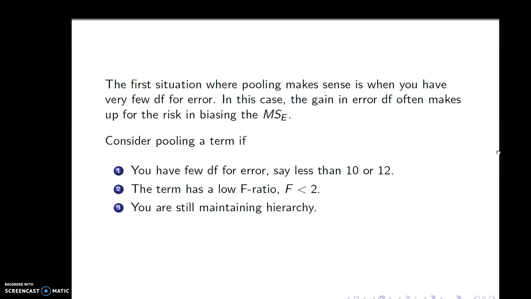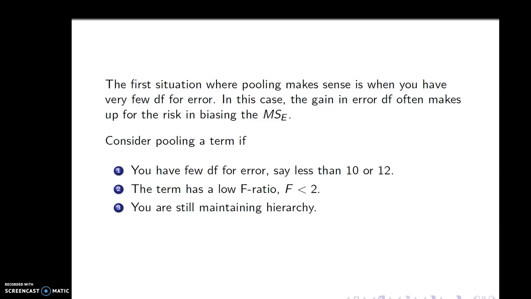Okay, so Gary's take is that one case where pooling makes sense is where you have very few degrees of freedom for error. The extreme case of this is, of course, single replication, where we have to pool or else we can't analyze anything in our experiment. But if we have a very small degree of freedom for error, it makes sense to collapse these non-significant terms into the MSE. So he says, consider pooling a term if you have very few degrees of freedom for error, let's say less than 10 or 12. I'm not sure why those are the cutoffs, but that's what he recommends.